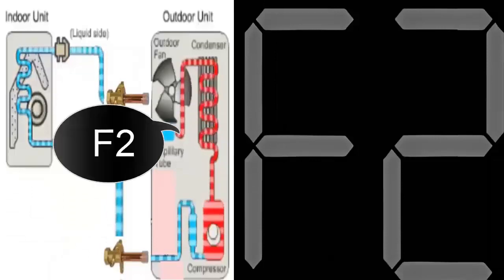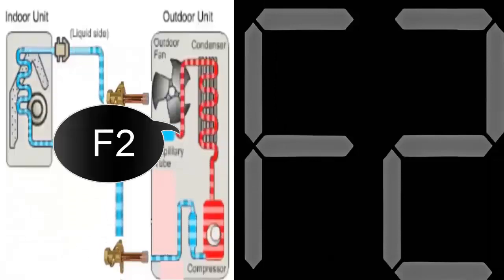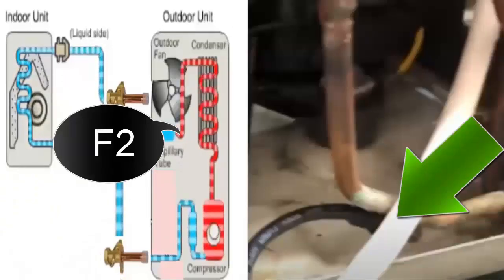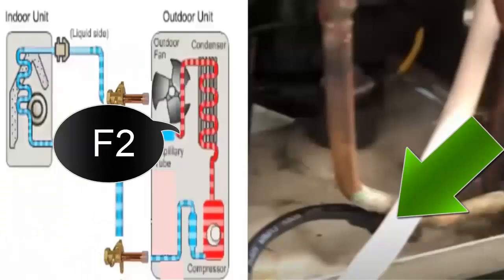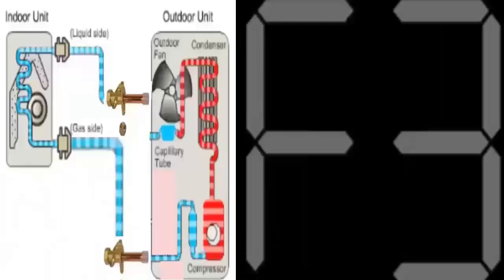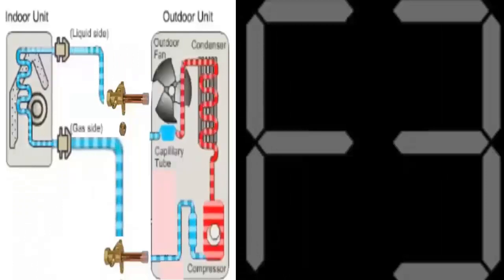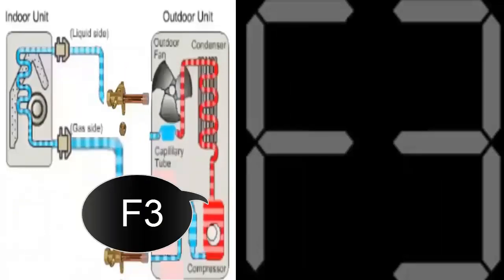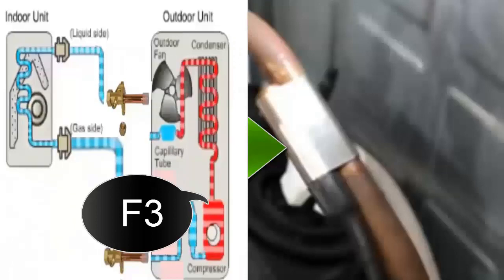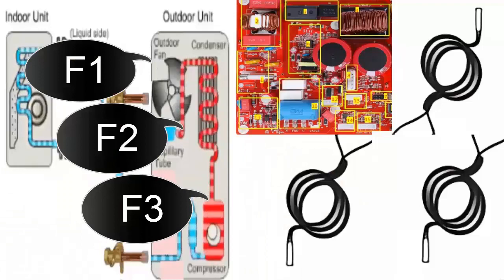F2 is mostly associated with issues in the condenser outlet temperature sensor, used to approximate the refrigerant subcooling at that point. F3 is mostly related to issues with the temperature sensor located on the compressor discharge pipe, situated in the thin pipe, where the compressor expels the refrigerant gas at high pressure and temperature.